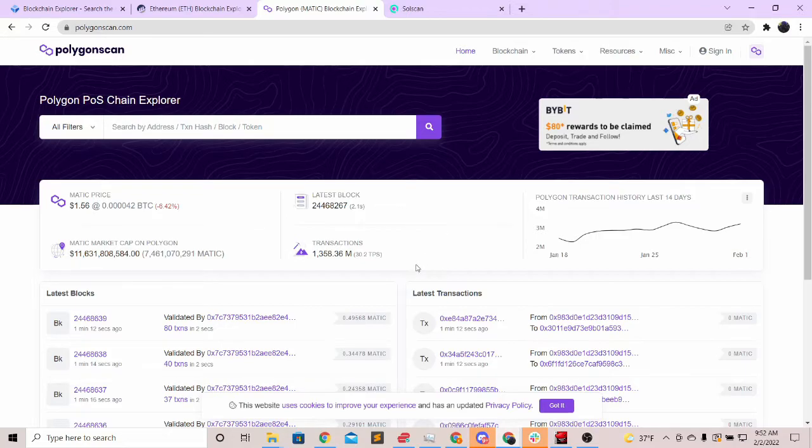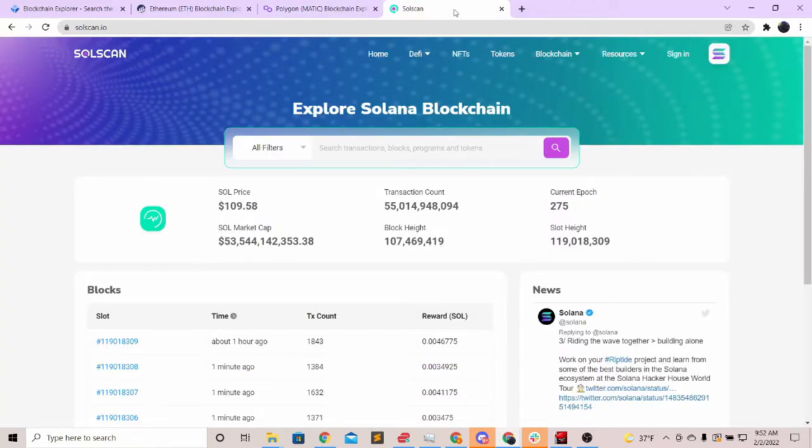Another one of these proof of stake blockchains that we'll look at next, which is a little bit different, is the Solana blockchain and Solscan, which is an explorer for that blockchain. The layout's a little bit different here. They don't show all of the latest transactions, but you can click into the blocks and see what those transactions are. But we do have our price here.